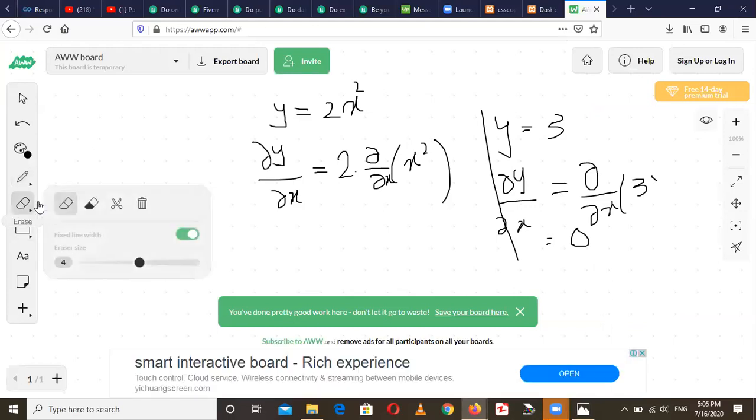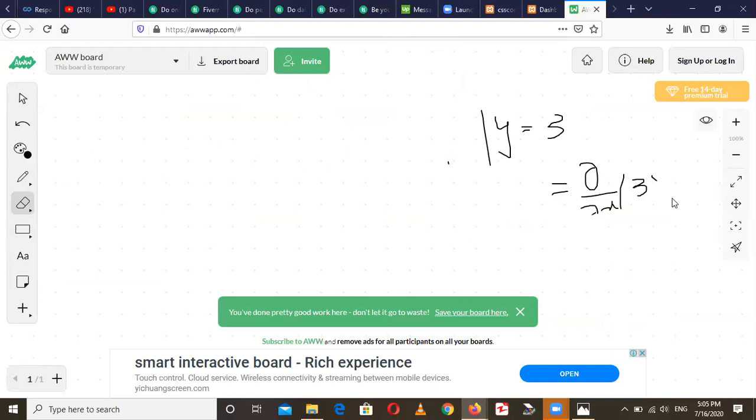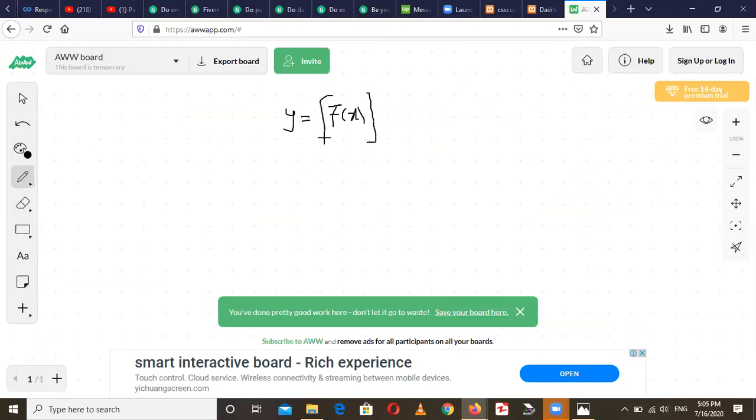I'm not sure about this formula. Just wait a minute, I am writing it on the whiteboard. This formula: let's say we are given a function y is equal to f of x, whole power n. Now I have to differentiate this function with respect to x.